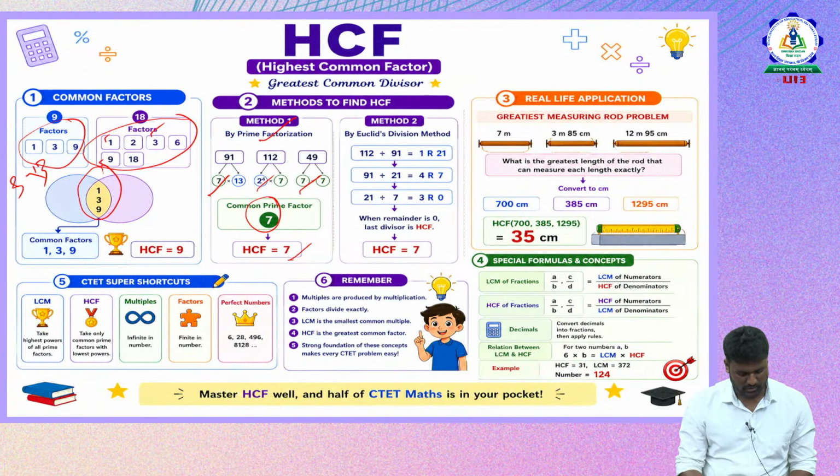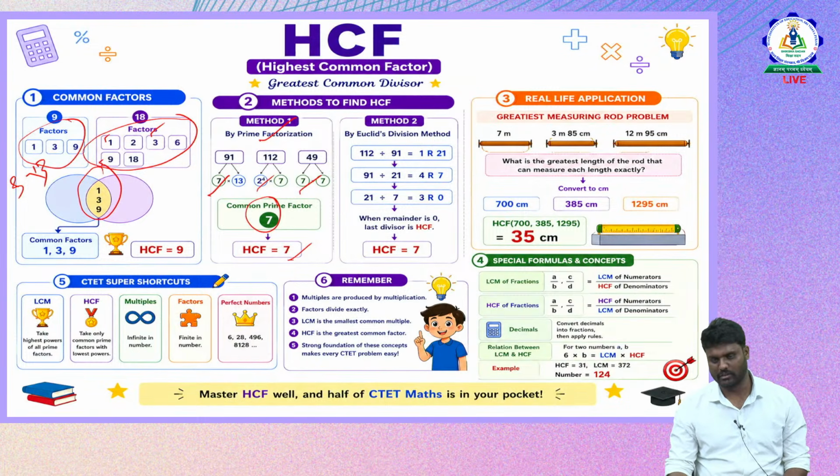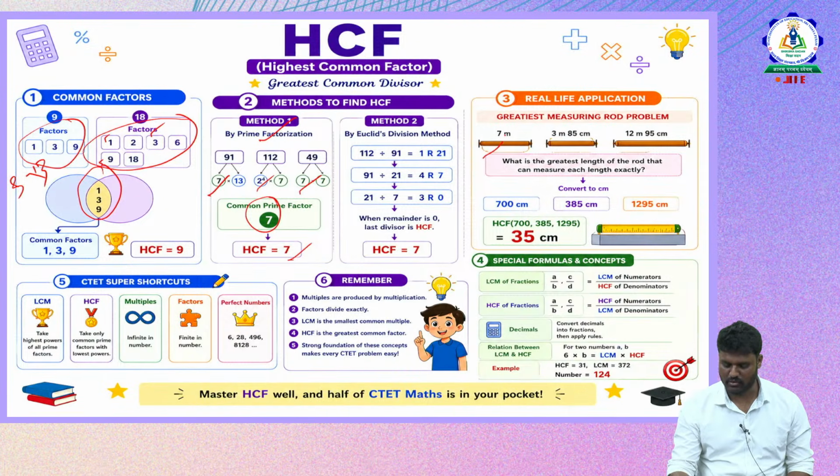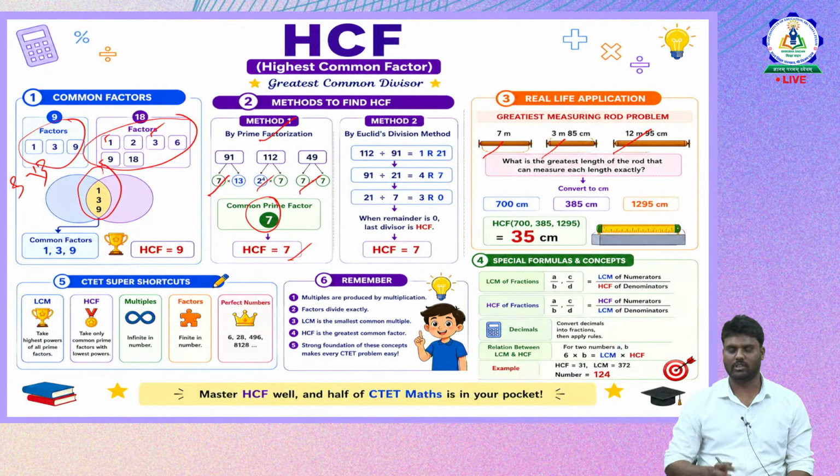Okay, so now there are some things we need to discuss. There is one problem based on this concept, the greatest measuring rod problem. There are different rods given. One is 7 meters, another is 3 meters 85 centimeters, another is 12 meters 95 centimeters. So now what is the greatest length of the rod that can measure each length exactly? That means we need to identify the maximum number.